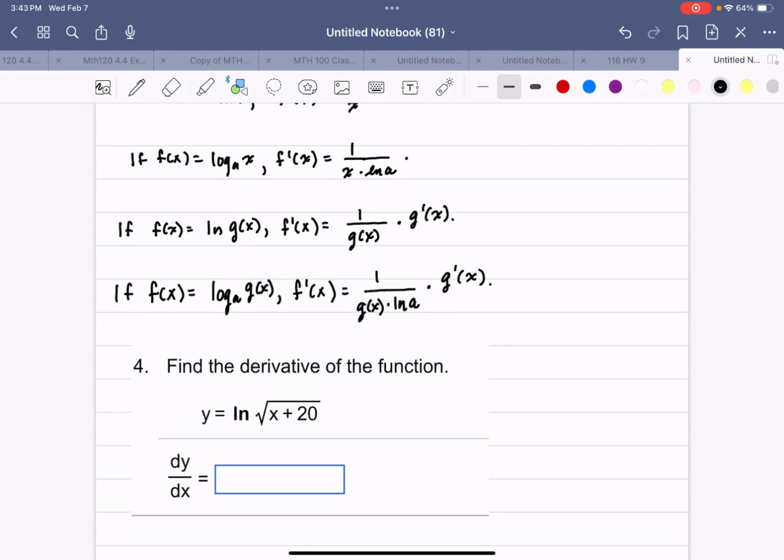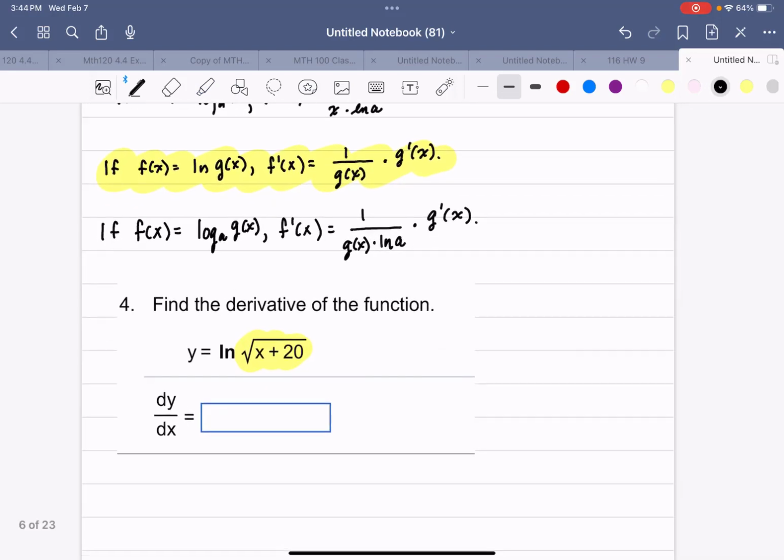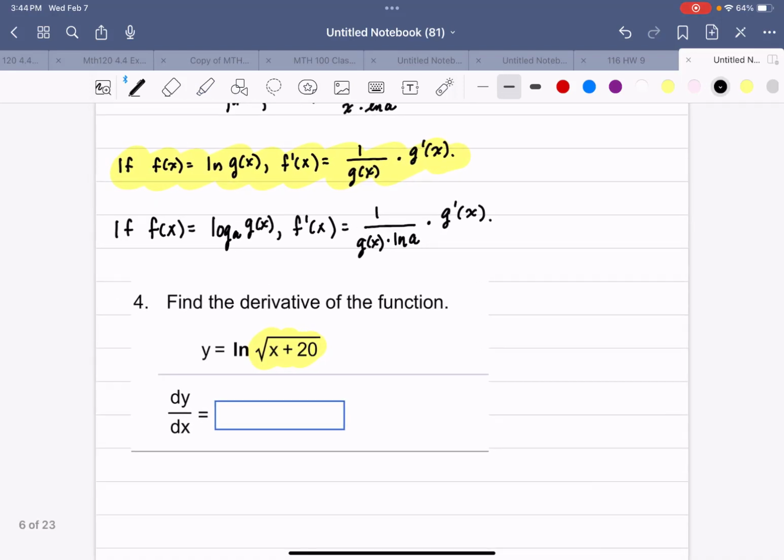Example 4. Find the derivative of the function y equals the natural log of the square root of x plus 20. So find dy dx. Again, we're looking at functions within the log that are differentiable, so we're still looking at this rule. Now what I would like to do here is what we always do when we have a square root, and that is we write this with a 1/2 power.